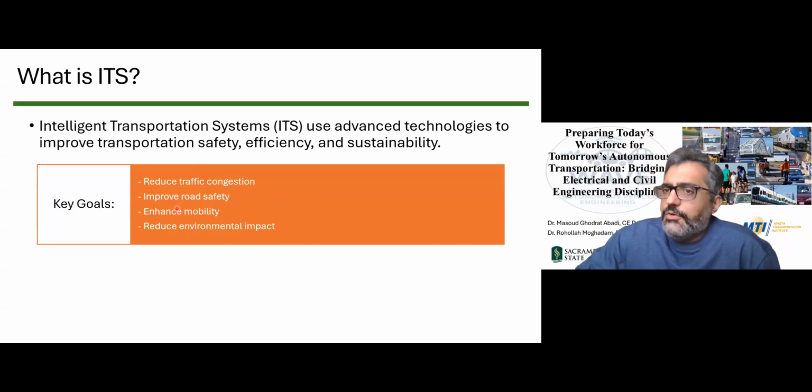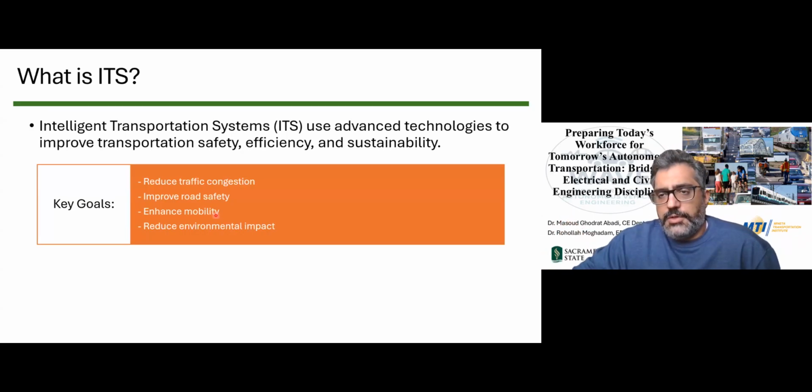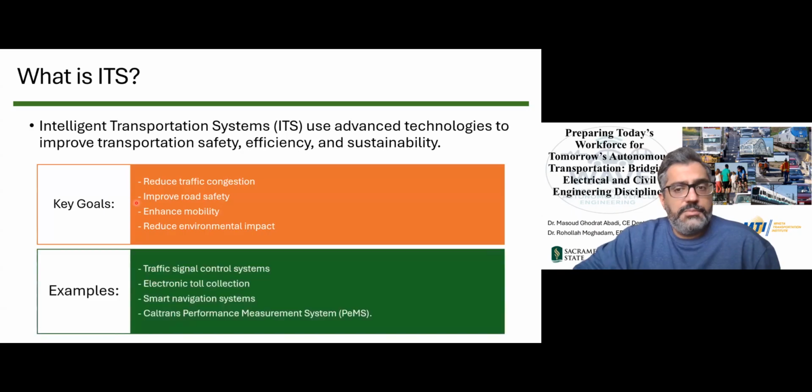If there is a hazard on the roadway, I can communicate it to drivers. I can enhance mobility, like making the level of service better. I'll work on some examples as I talk about them in the next slides. Or reduce environmental impacts, which is a direct result of these enhancements in mobility. Some examples for your review are traffic control, traffic signal control systems, and electronic toll collection.